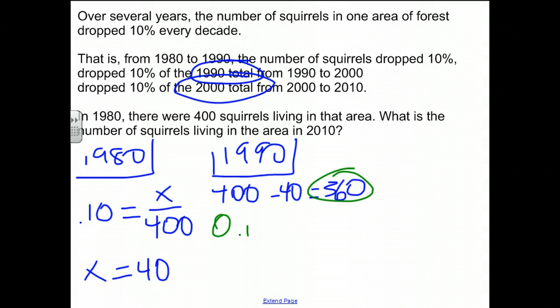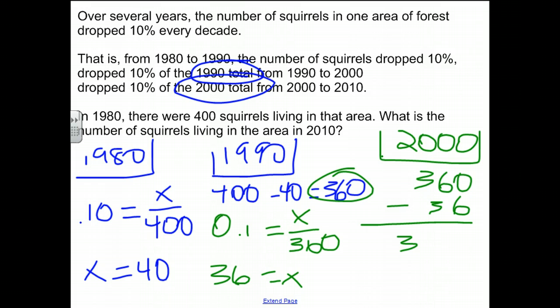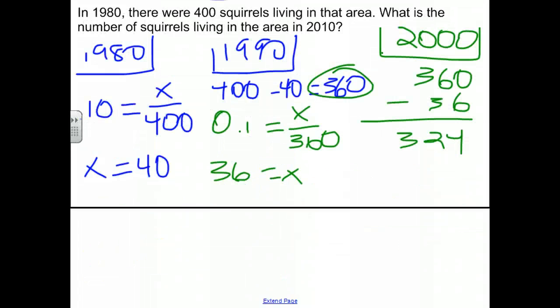Now, over this decade, it dropped 10% again, but now it's looking at 10% of 360. Well, 0.1 equals x over 360. Multiply by 360 on both sides to solve this equation. You get 36 equals x. That brings us into 2000. In 2000, the amount of squirrels was 360 minus 36, 324.